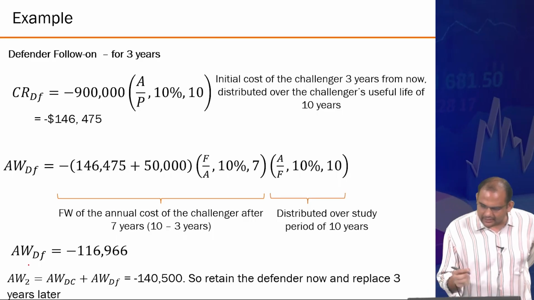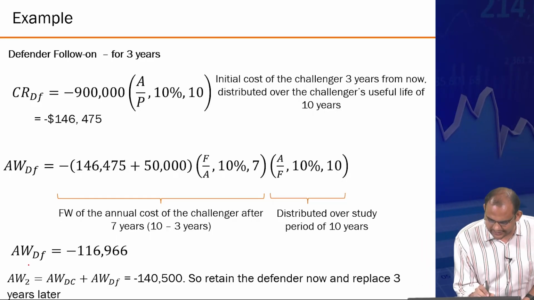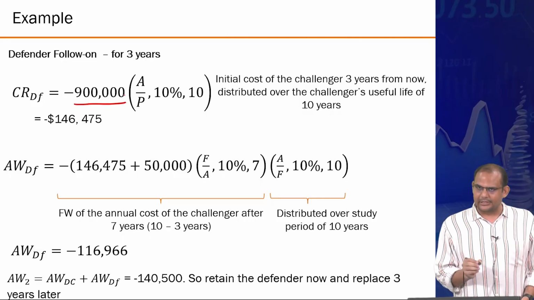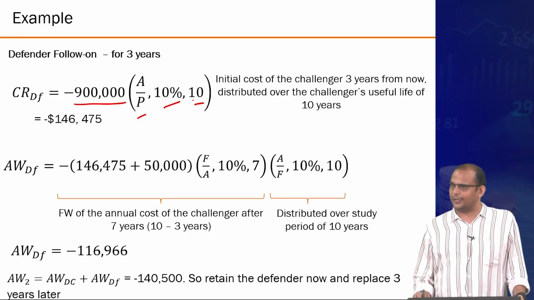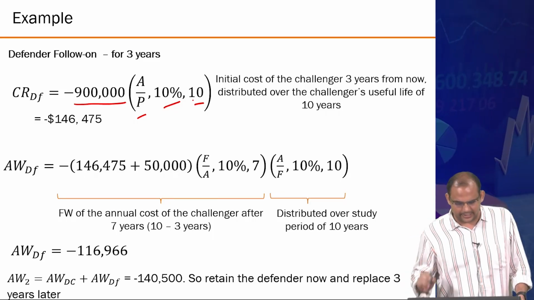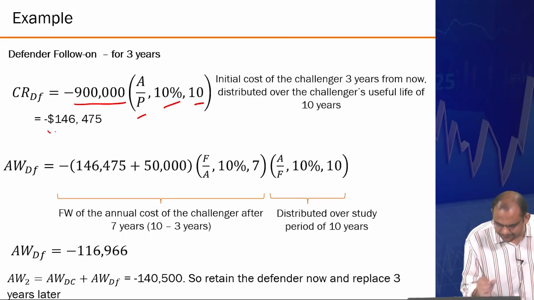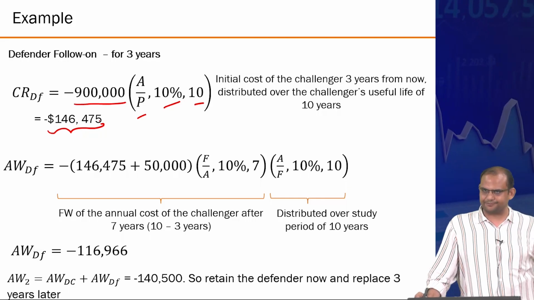So your capital recovery factor for original equipment was essentially this 900,000 A by P, 10%, 10 years, because 10 years is the life of the equipment, not the study period. 10 years is the life of the equipment, right? This value comes out to be minus 146,475.